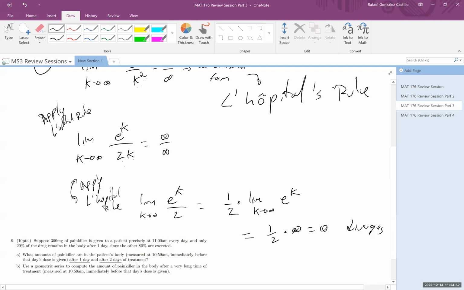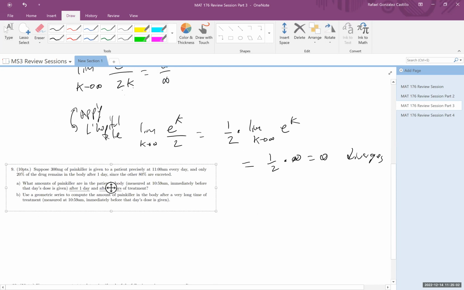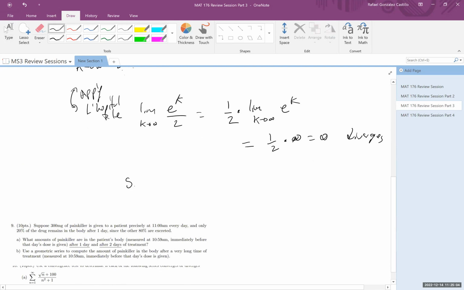Okay, so now we know that the limit of the sequence diverges. So since the limit as k goes to infinity of e to the k over 2 is infinite, the original sequence, the limit as k goes to infinity of e to the k over k squared, also diverges.